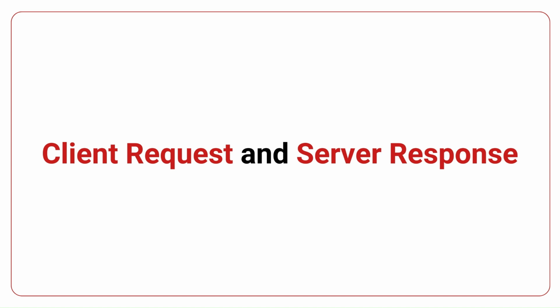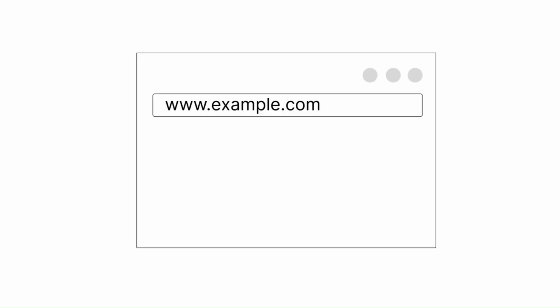Let's go through the client request and server response process. So as an example, let's say we have user 1. User 1 wants to access a specific website. And in order for user 1 to access that specific website, user 1 needs to have a client device. So for this example, let's say it's a laptop. So user 1 logs into their laptop, accesses a web browser, and enters the specific web address or URL of that website into the address bar.